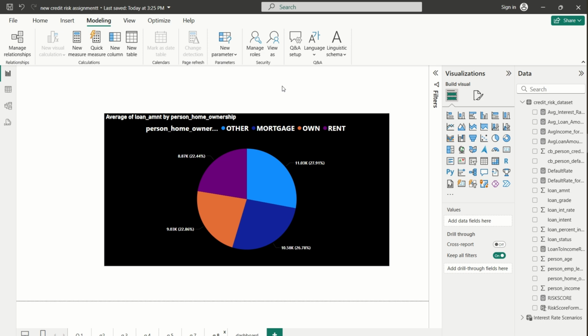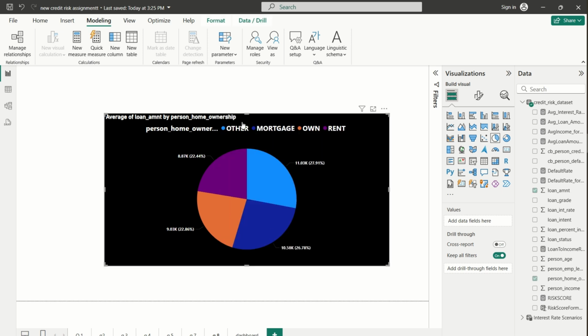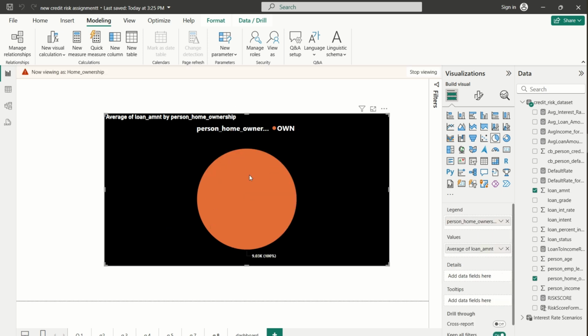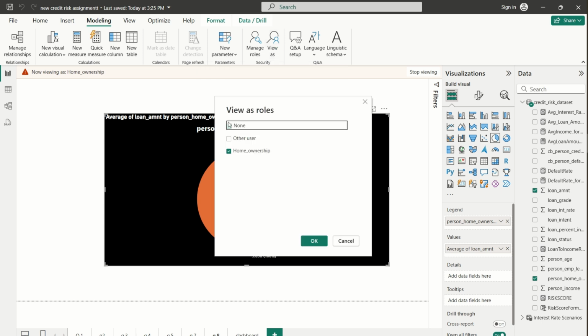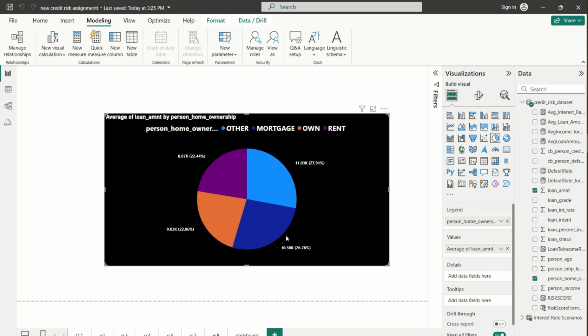Now to check the filter is working correctly, we will go into View as here. Then you can see there are options. So here I will click Home Ownership. Then I will click on OK. Then it will only show data for OWN. You can see here it is only showing data for OWN and all other data is hidden. Now again we will go into View as, then we will click on None. OK. Again the chart is updated, the pie chart.